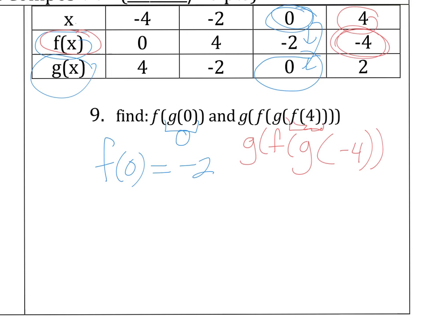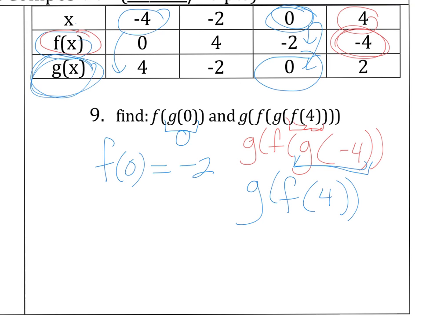Okay, I'm looking for the value of g. That's here, when x is negative 4. Nice. So g of negative 4 is going to be positive 4. I misspoke a little bit there, so instead of g of negative 4, I'm going to write 4.